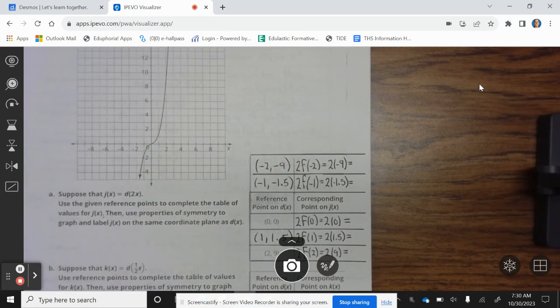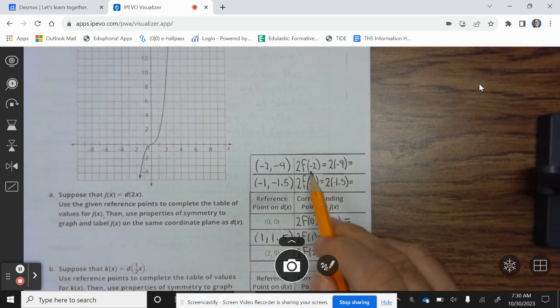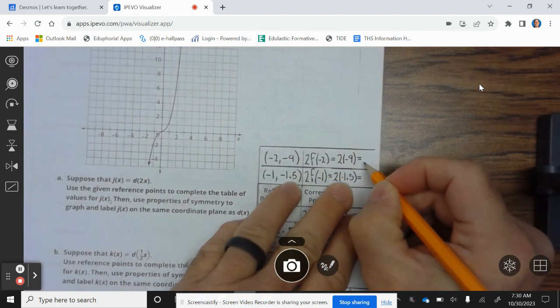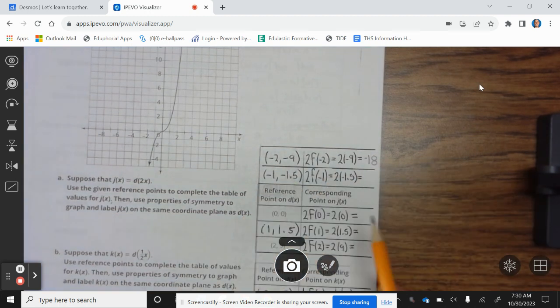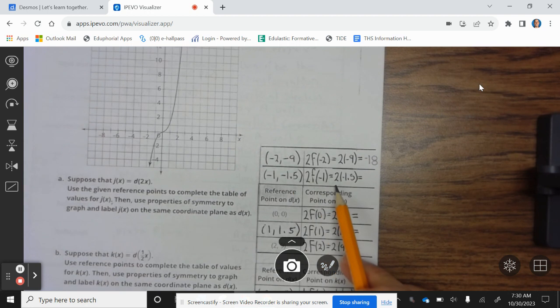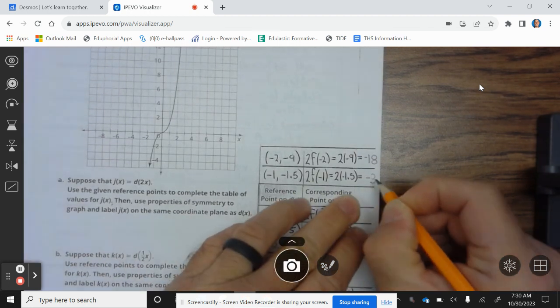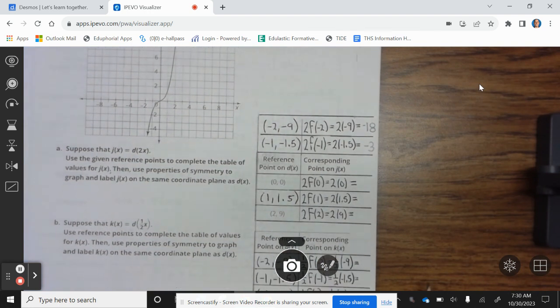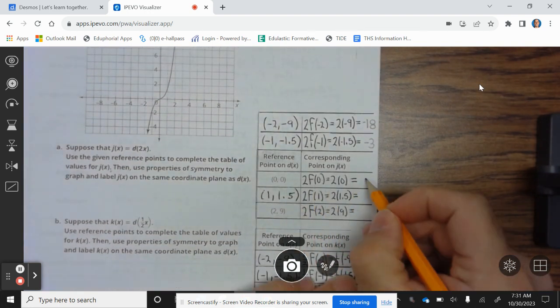Okay, so when the reference point is negative 2, negative 9, that's 2 times f of negative 2, which equals 2 times negative 9, which is negative 18. When the point is negative 1, negative 1.5, this f of negative 1 equals 2 times negative 1.5, which is negative 3. Reference point is 0, 0 is 2 times f of 0, which is 2 times 0, which is 0.